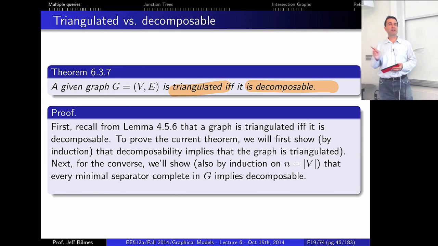Let's take a break and then come back and prove the theorem. Okay. So let's prove this theorem now.